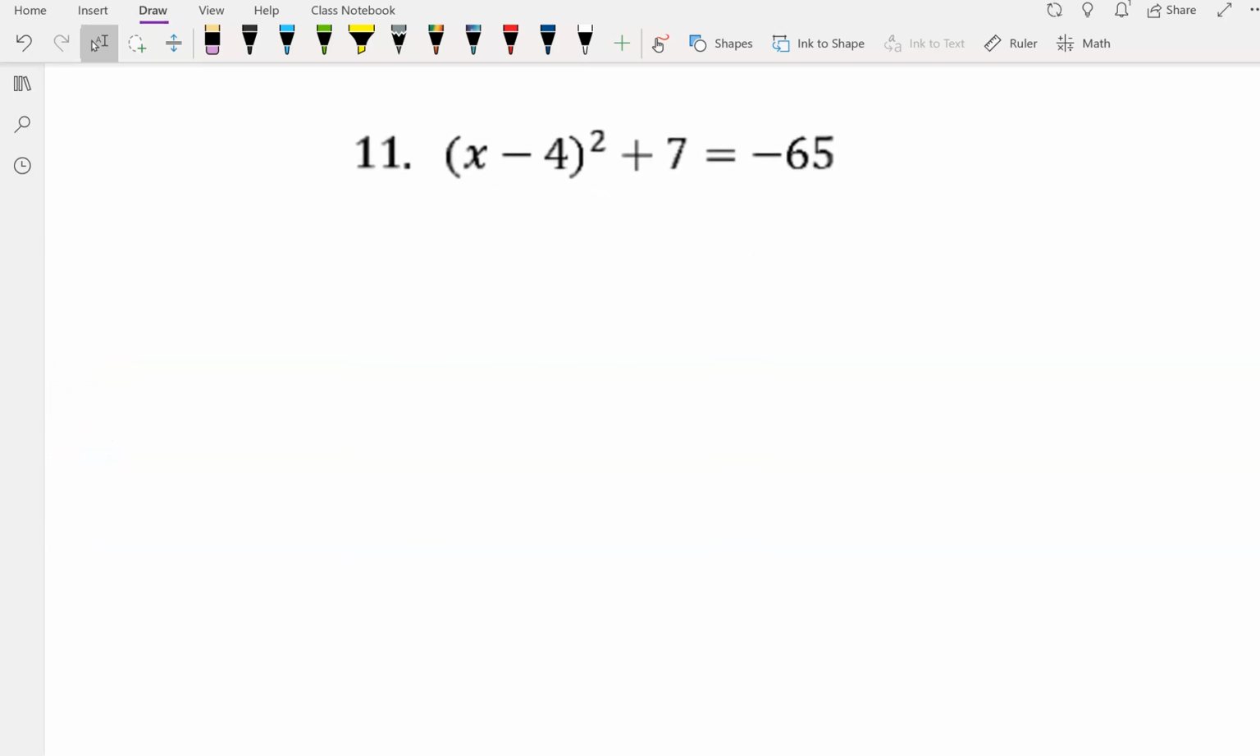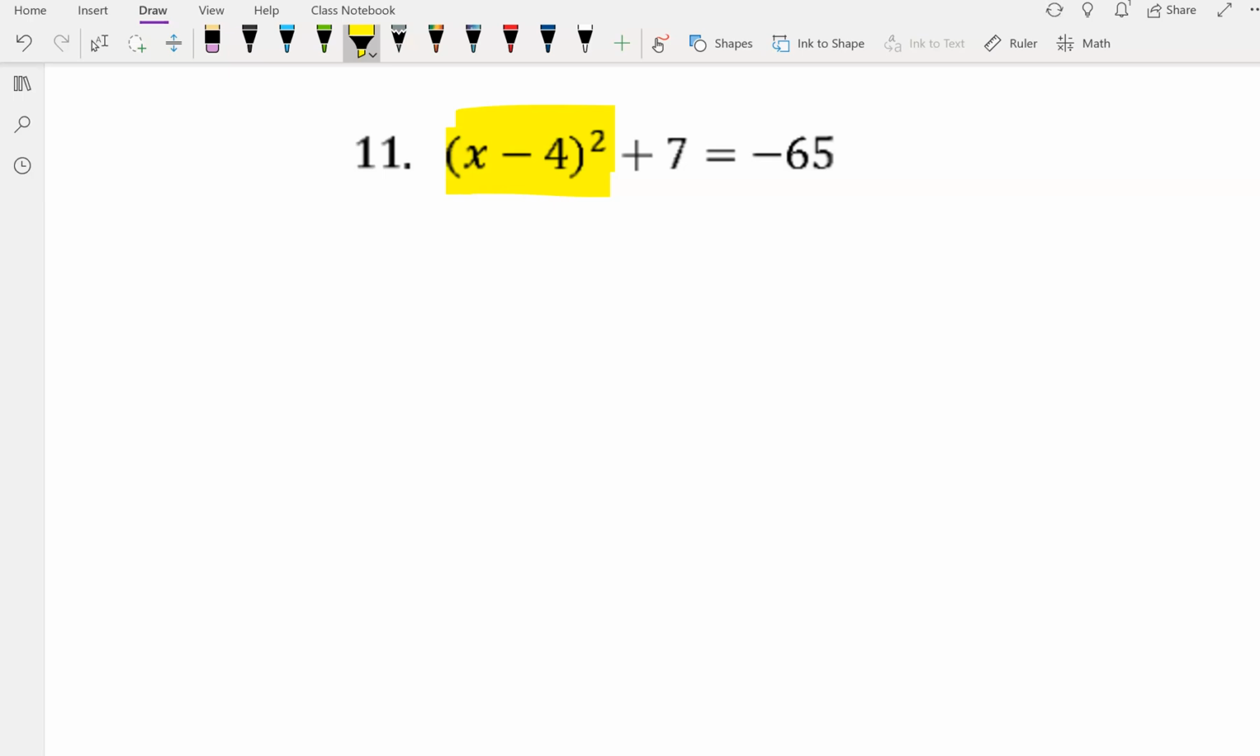The last one. It's the same process. We need to try to move things away from the x. For some reason, a lot of people are really tempted to take this and FOIL it out. You don't need to go to all that work. If you do all that work, you won't be able to use the solve by square rooting method. You'll have to FOIL it out, then you'll have to factor or use quadratic formula, and it's just a big pain.